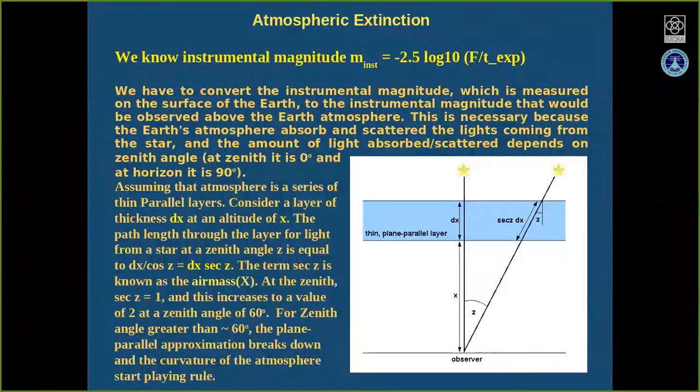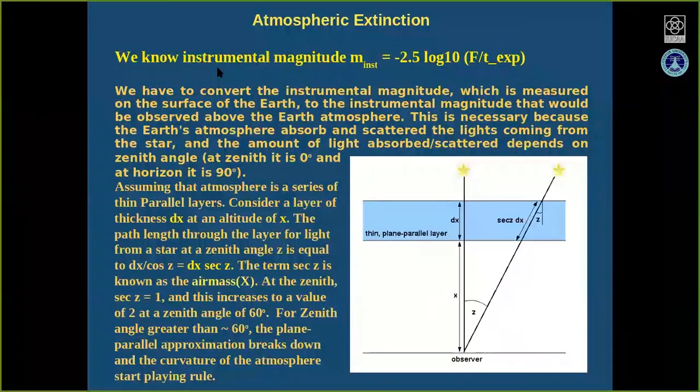If you calculate the magnitude of the same star from a ground-based observatory, then your magnitude will be different, because if the star is emitting 100 photons per second, above the atmosphere it may be 100 photons per second, but at the ground it may be 40 or 60 photons per second, because some number of photons is already extincted by Earth's atmosphere, right? So what do we have to do?